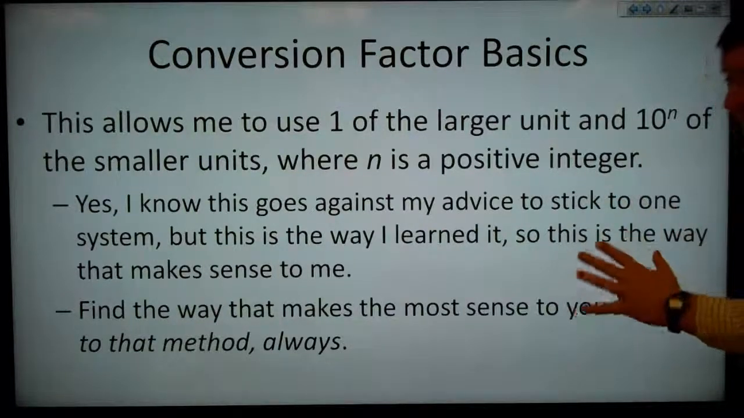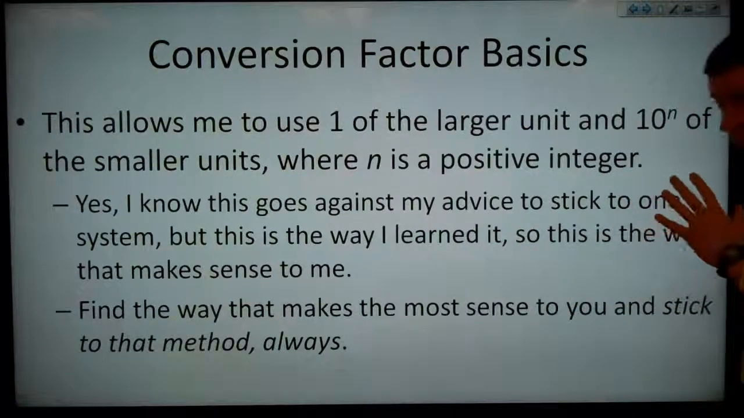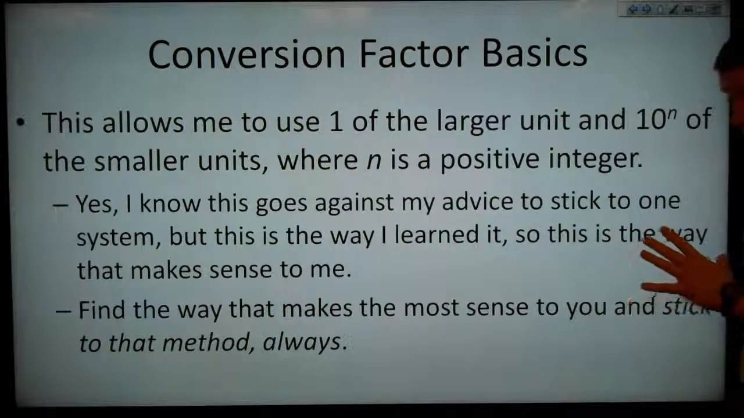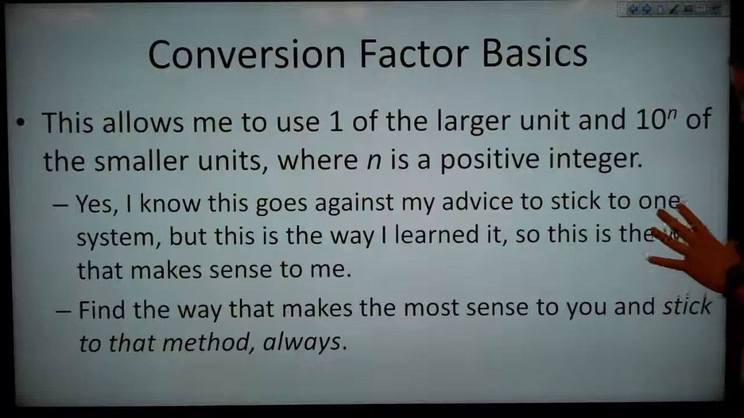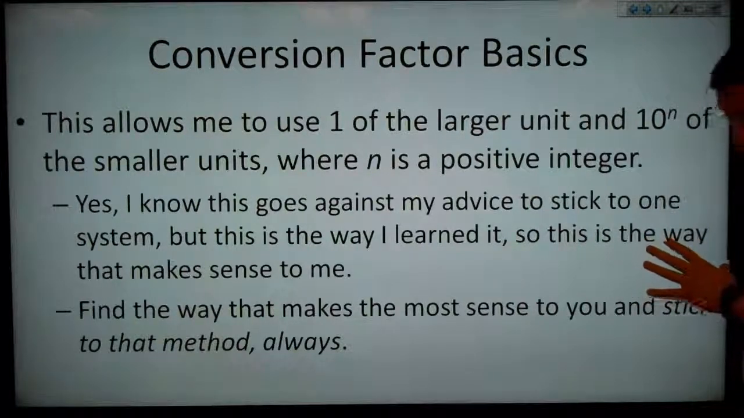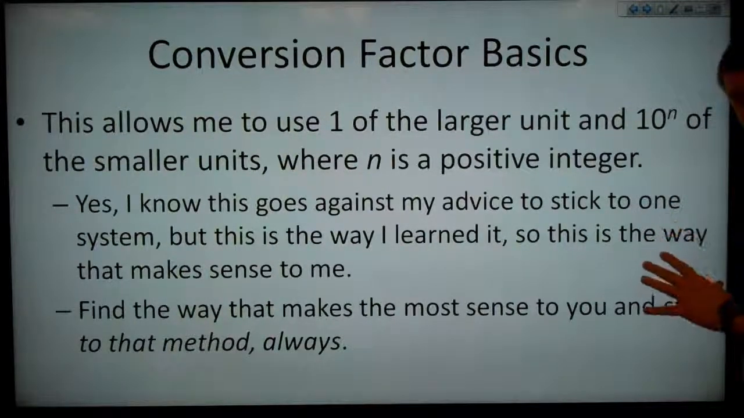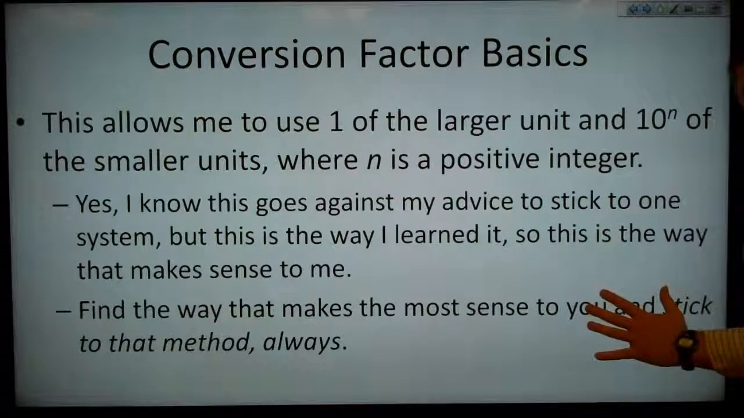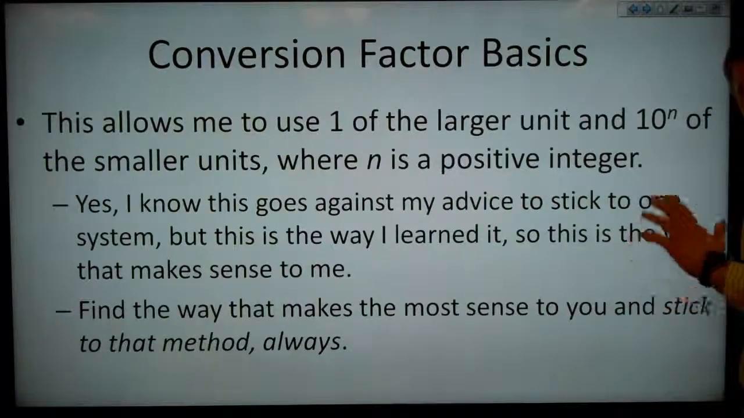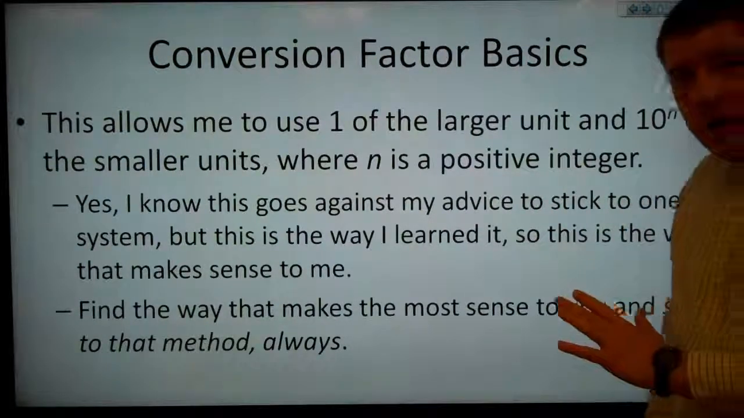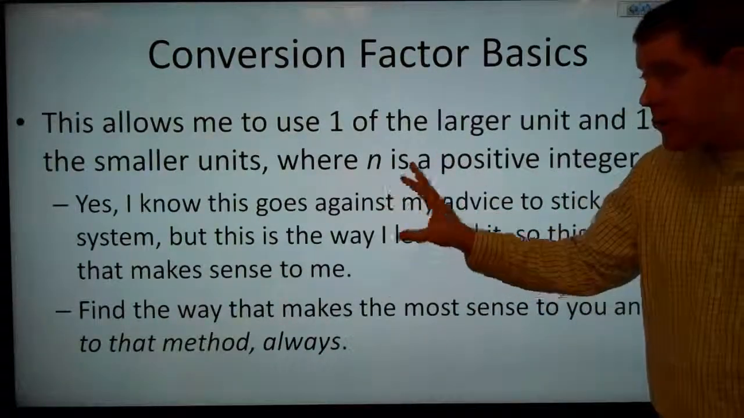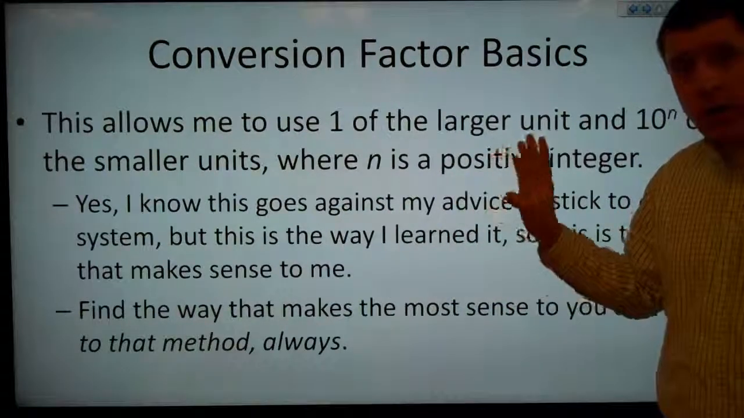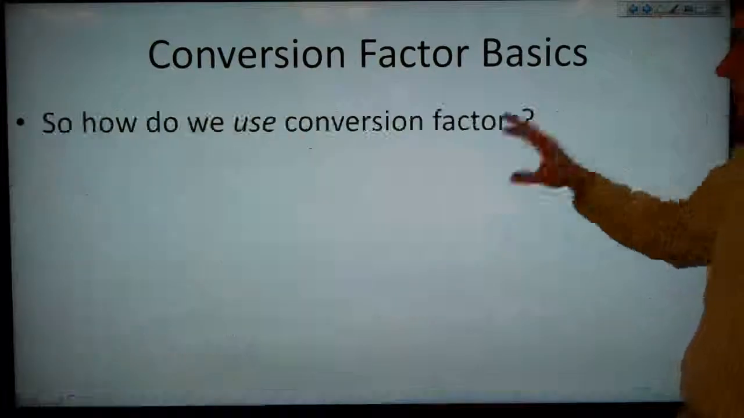And yes, I know that this goes against my advice to stick with 1 system, but this is the way that I learned it, and so this is the way that makes the most sense to me. So you should find the way that makes the most sense to you, and you should stick with that method always. If this is my hybrid method, or if it's the 1 prefix method, or it's the 1 unit method, whichever method works for you, use that method, but just bear in mind that switching back and forth between the 2 methods is a little bit more complex. Although there are some advantages to it, as I outlined here.